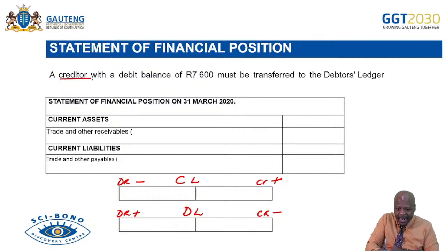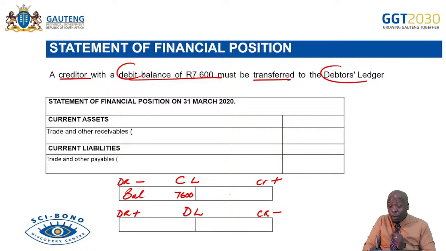A creditor with a debit balance. That means I come to my creditors ledger. I have a balance here, a debit balance of 7,600. Must be transferred to the debtors ledger. If I'm going to transfer that amount, I will bring it to the credit side because it's on the debit side. So if I'm going to transfer it, I transfer it by bringing it here, 7.6.